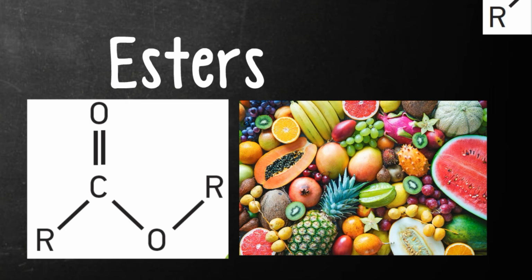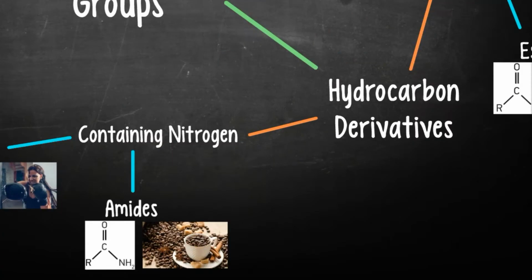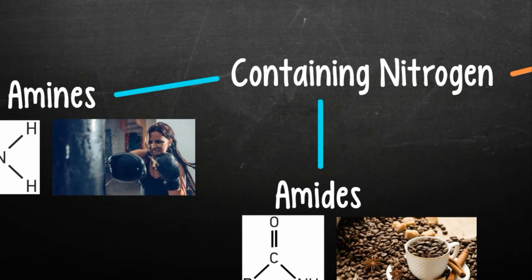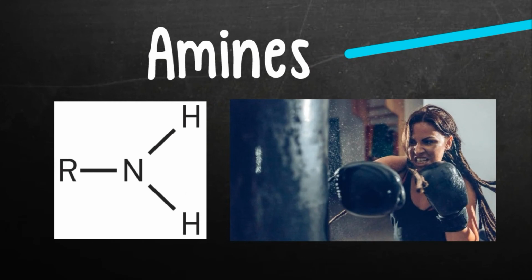Now let's go to hydrocarbon derivatives that contain nitrogen. There are 2 of these, amines and amides. You can identify the amine functional group by looking for nitrogen bonded to hydrogens on one side and nitrogen bonded to carbon on the other side. Adrenaline is a molecule that contains the amine functional group.